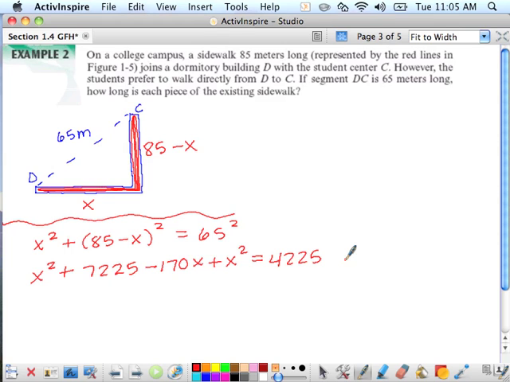So that gives us 2x squared, minus, oh, I wrote it down wrong. Got it. So 2x squared minus 170x plus what? If we combine like terms here, plus what? Move the 4,225 to the left and we get 3,000 equals 0. So there's the quadratic equation we would like to solve.